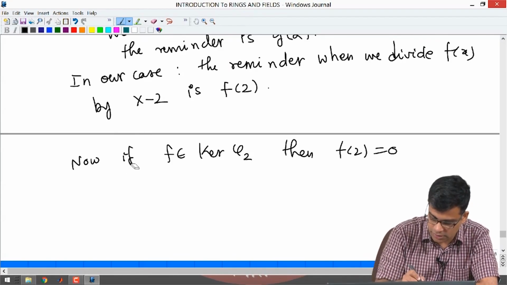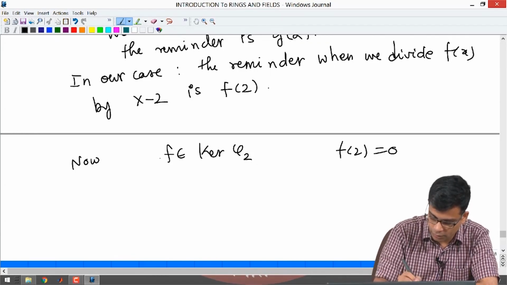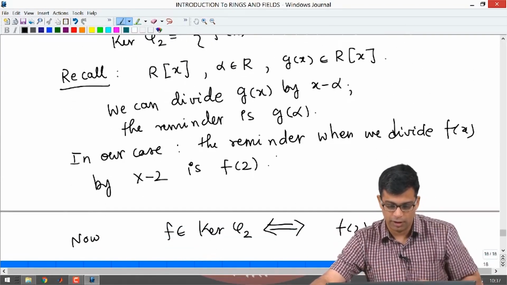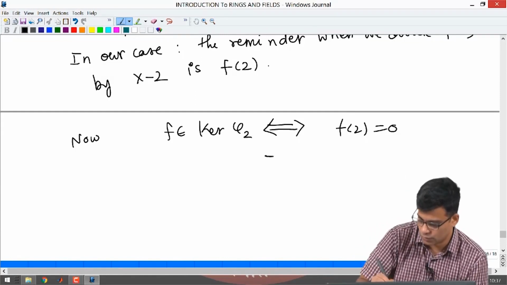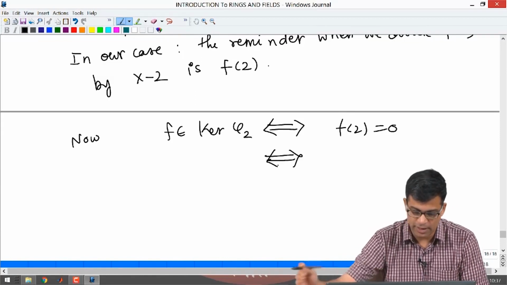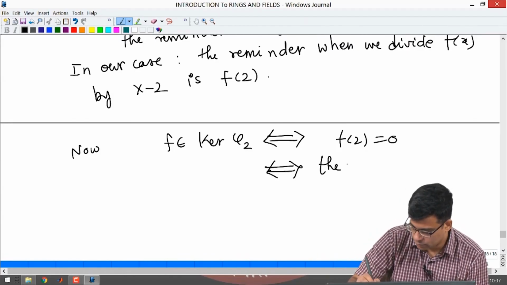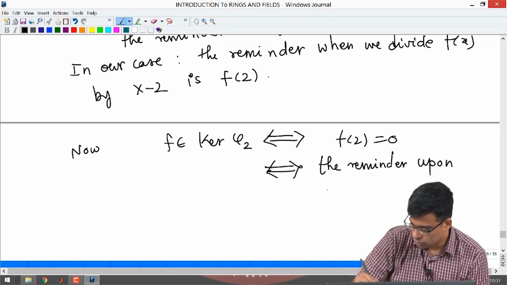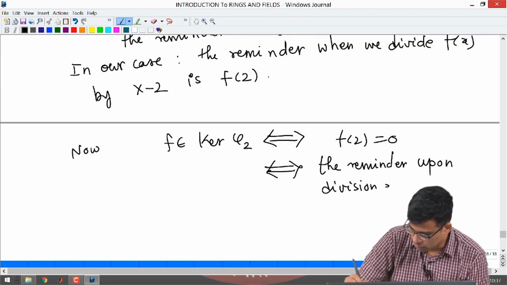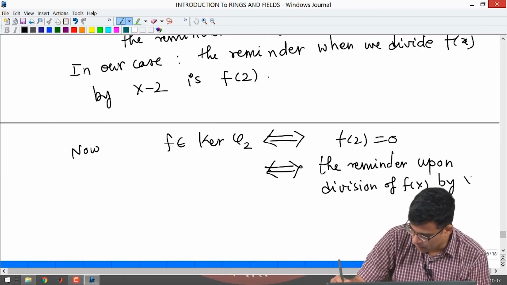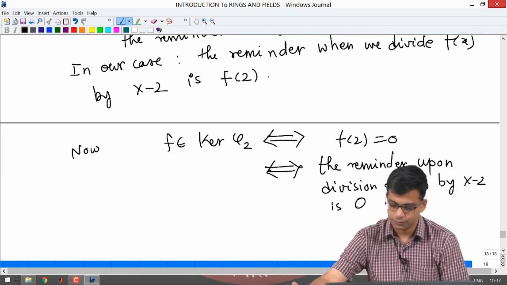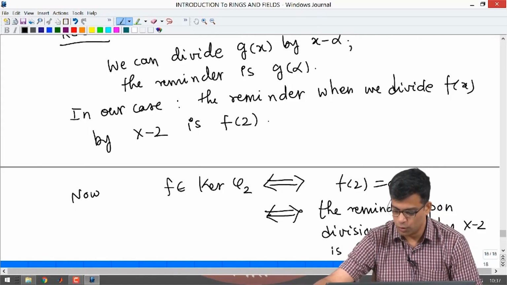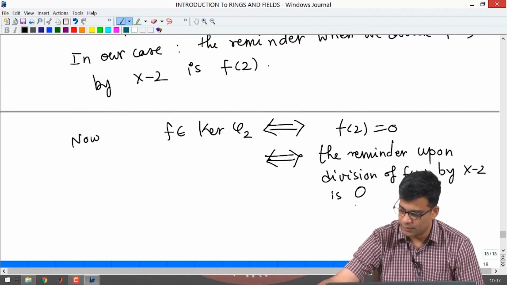So, actually I will write it like this: f is in the kernel if and only if f of 2 is 0, because that is the definition of the kernel. That means, this happens if and only if the remainder upon division of f(x) by x minus 2 is 0, right, because f of 2 is precisely the remainder when you divide f(x) by x minus 2. So, f of 2 is 0 means the remainder upon division of f(x) by x minus 2 is 0.